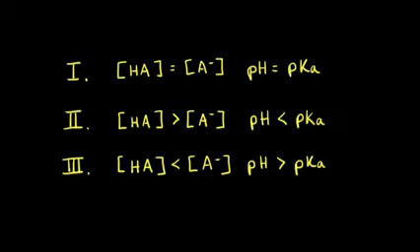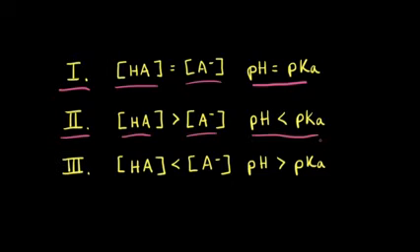Finally, let's summarize what we've learned from our 3 different particulate diagrams. In the first example, the concentration of the weak acid was equal to the concentration of the conjugate base, and therefore the pH of the buffer solution was equal to the pKa of the weak acid. In the second example, the concentration of the weak acid was greater than the concentration of the conjugate base, and therefore the pH of the buffer solution is less than the pKa of the weak acid. And in the third example, the concentration of the weak acid was less than the concentration of the conjugate base. Therefore, the pH of the buffer solution was greater than the pKa of the weak acid.